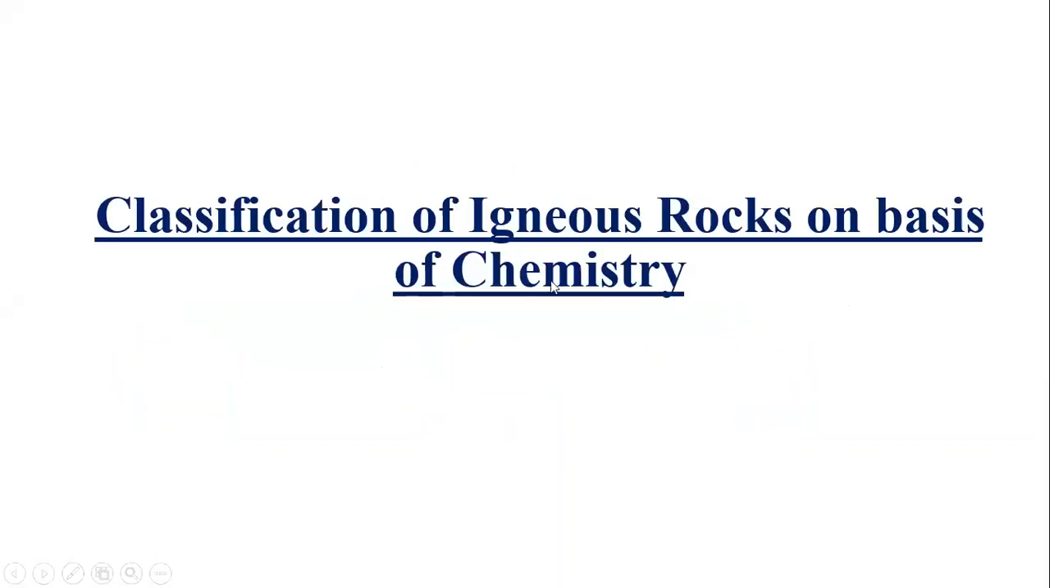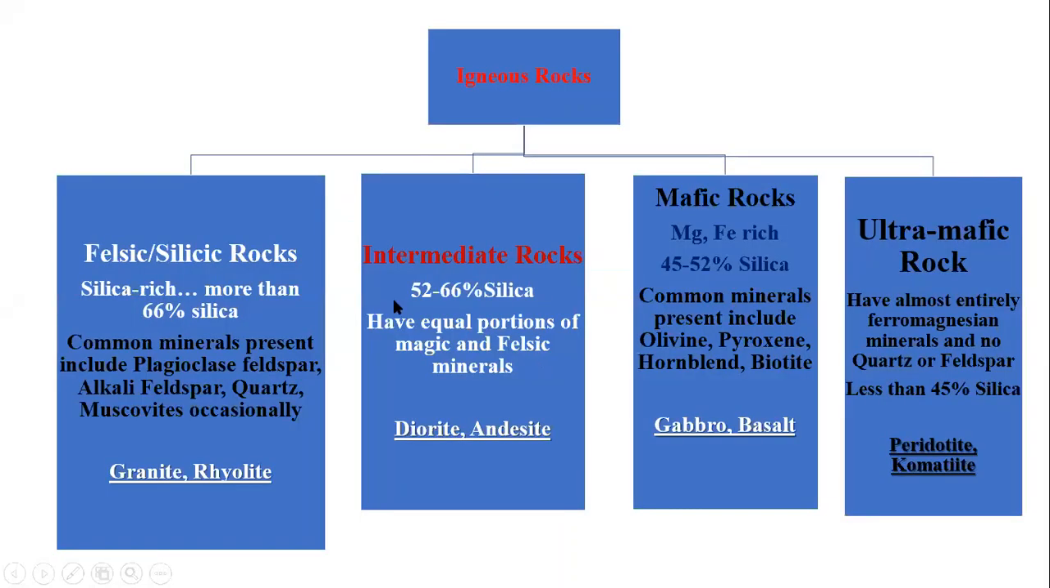Now, how are igneous rocks classified on the basis of chemistry or chemical composition? The first category of igneous rocks on the basis of chemical composition is felsic or silicic rocks. The term felsic is a combination of two words. One is fel, which refers to feldspar, while sic refers to silica. So these are the silica-rich rocks. They have silica more than 65% or 66%.